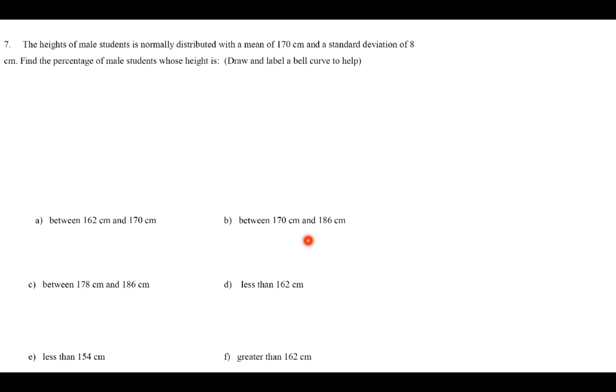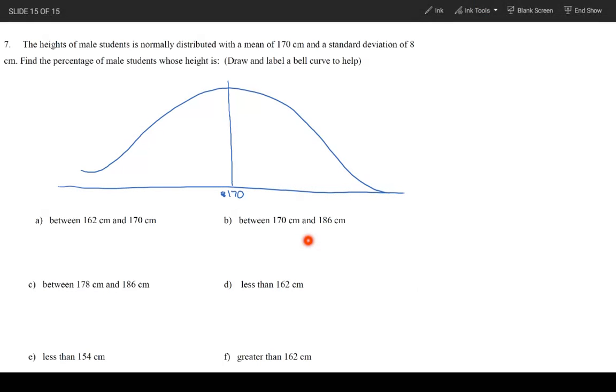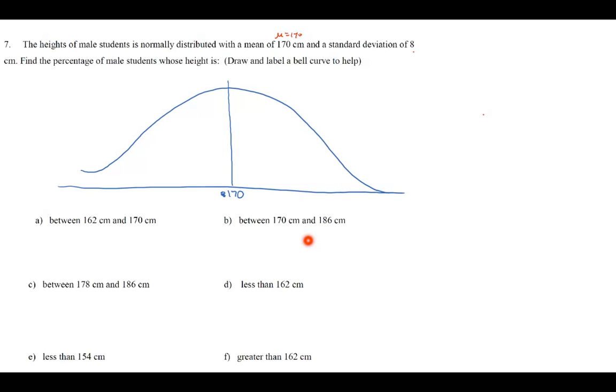So we're just going to draw a sketch of one. It is important that you're doing this on your own as well. The mean is 170, so that tells me right down the middle there. It's going to be 170. I'm going to draw this out. And obviously this is not a perfect bell curve in any way. It says the standard deviation is 8. So mu equals 170, sigma equals 8.